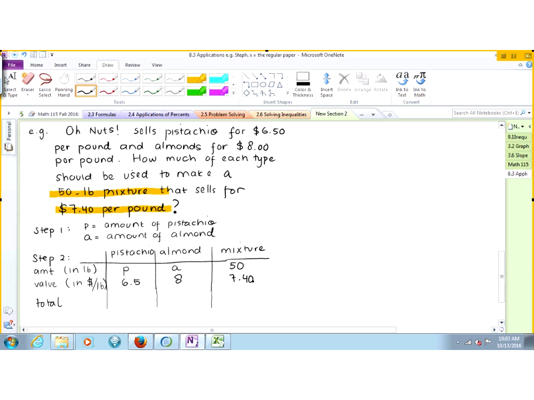$7.40? Okay, good. Now what about the total? So I'm just going to multiply these, right? Each pound is the total in dollars. So we're just going to multiply these. So this is 6.5 times P, and then 8A. What about this? So 50 times 7.4.